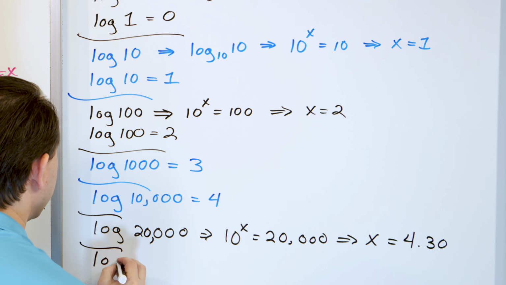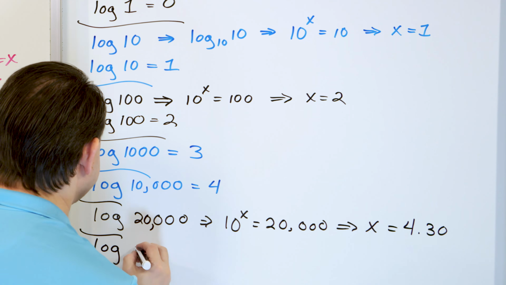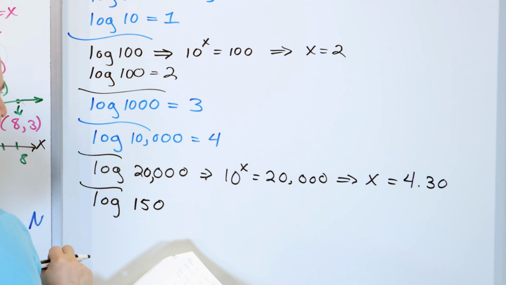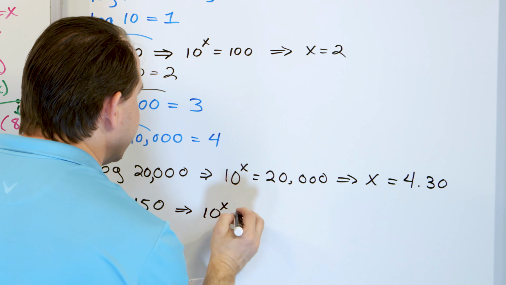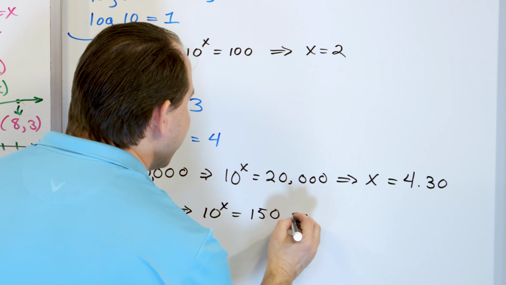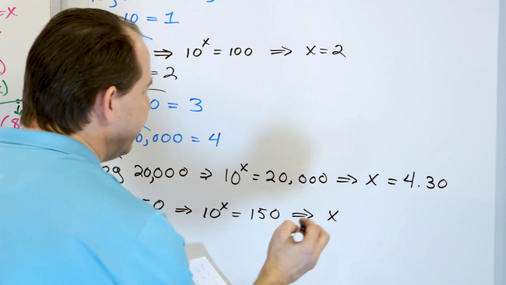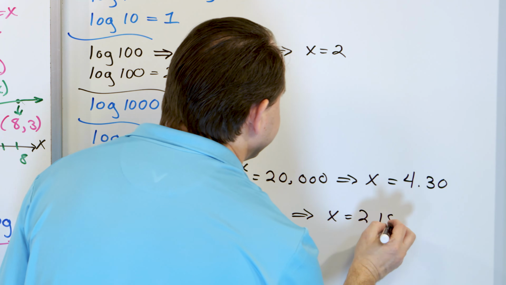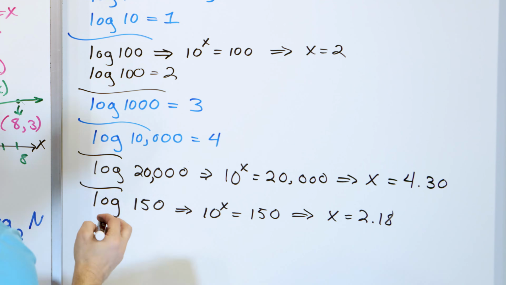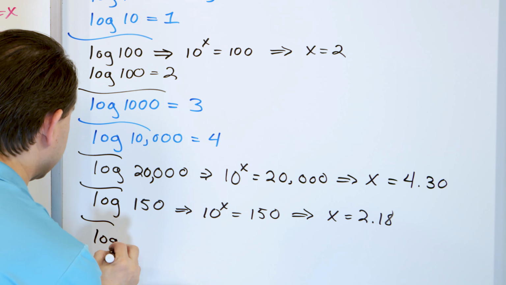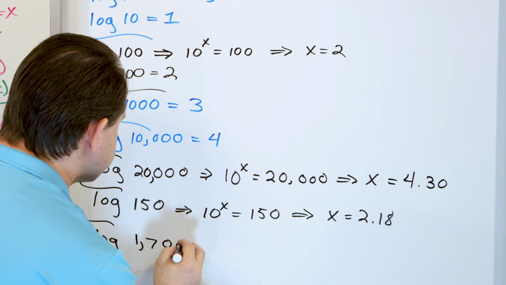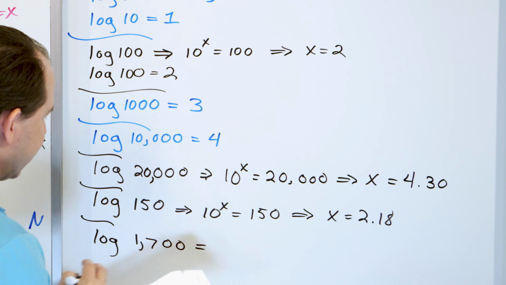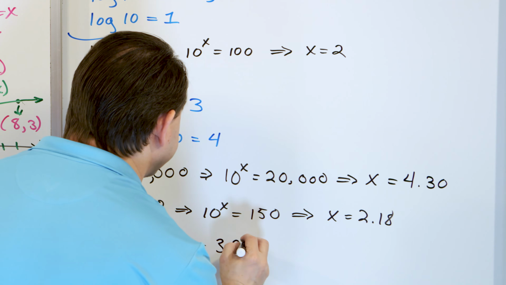Okay, what do you think the logarithm of 150 would be? Just to pick a totally different number. Well, what you would say is the base 10 to the power of something is 150. When you run that through the calculator, you're going to get 2.18. And I'm getting to a point here, I promise. I have one more to put on here. What about the logarithm of 1,700? When you run that through a calculator, you're going to get 3.23.